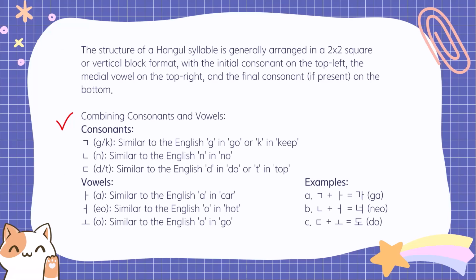Consonants. 기역, G or K, similar to the English G in go or K in keep. 니은, N, similar to the English N in know. 디귿, D or T, similar to the English D in do or T in top. Vowels. A, similar to the English A in car. O, similar to the English O in hot. O, similar to the English O in go. Examples. A, 기억 plus A, 가. B, 니은 plus O, 너. C, 디귿 plus 오, 도.